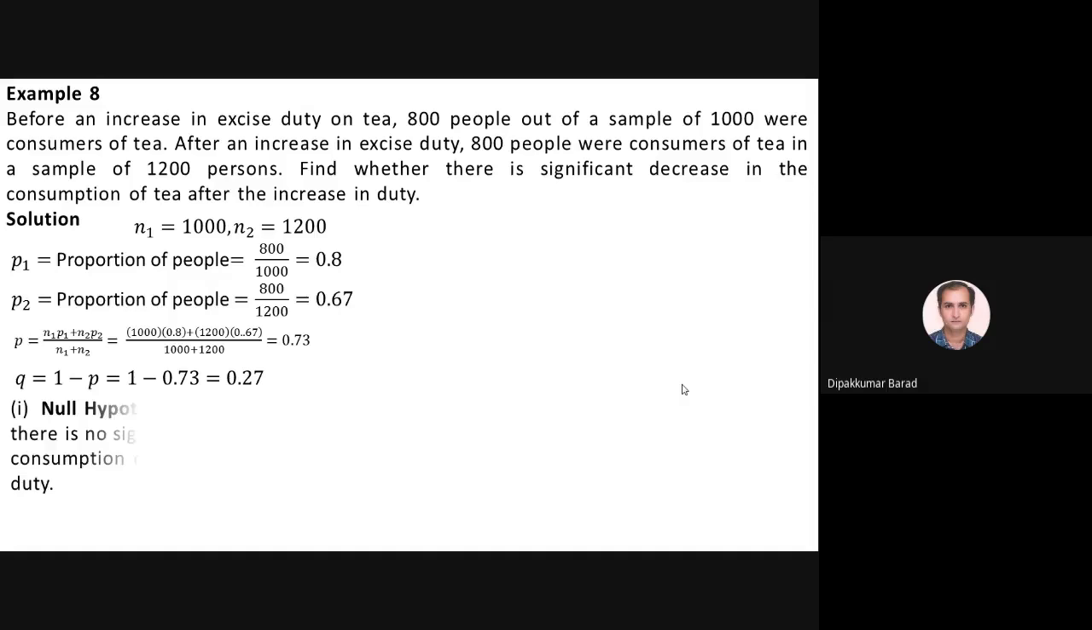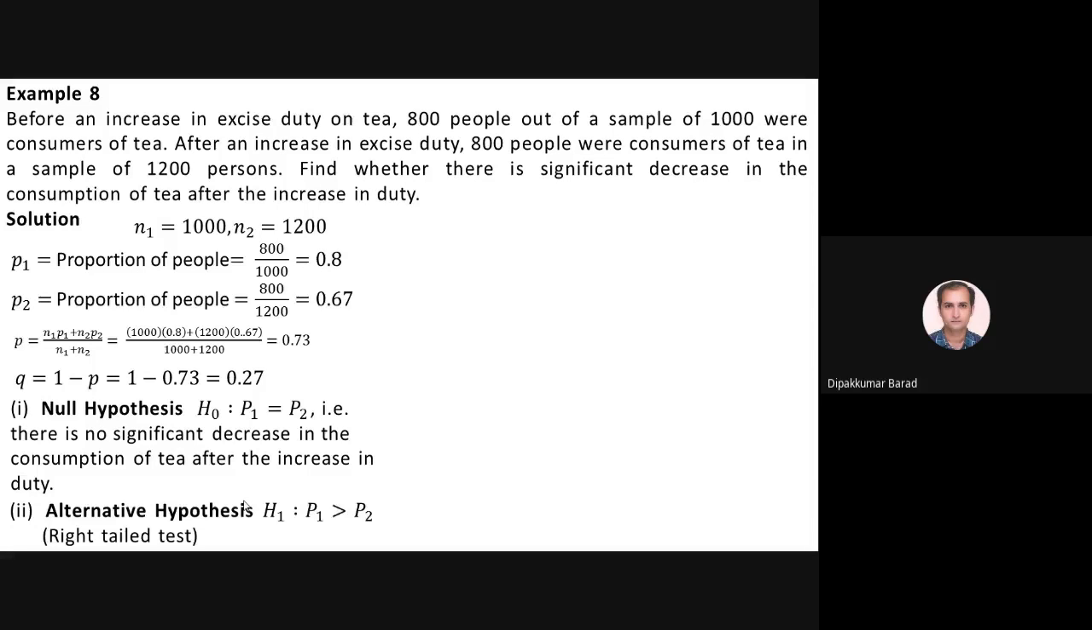Now the null hypothesis: capital P1 equal to P2, which we say for the whole population. Here we have taken a sample. So for the whole population, P1 equal to P2 means there is no significant decrease in the consumption of tea after the increase in excise duty. What can we say about the alternative hypothesis? It means P1 greater than P2.